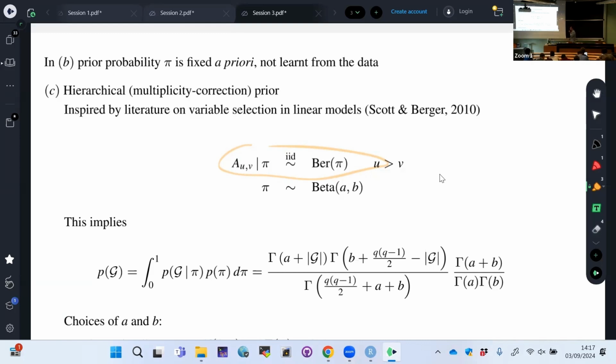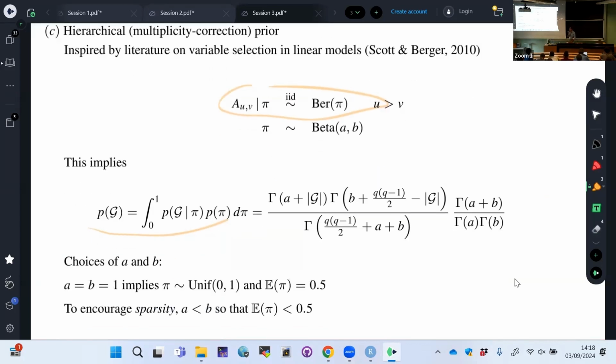It is possible to show that this induces a marginal prior on the graph that we can compute if we integrate out with respect to pi. Again, this is a marginal prior, which admits a closed form expression, which is basically a ratio of normalizing constants of beta prior and posterior densities. Still, in this case, we need to fix some hyperparameters, in particular A and B, the hyperparameters of the beta prior, in several possible ways.